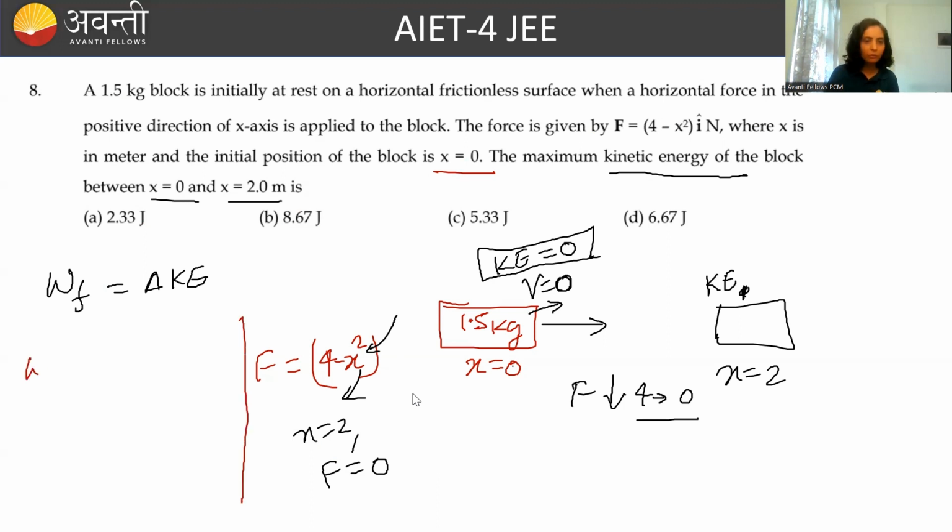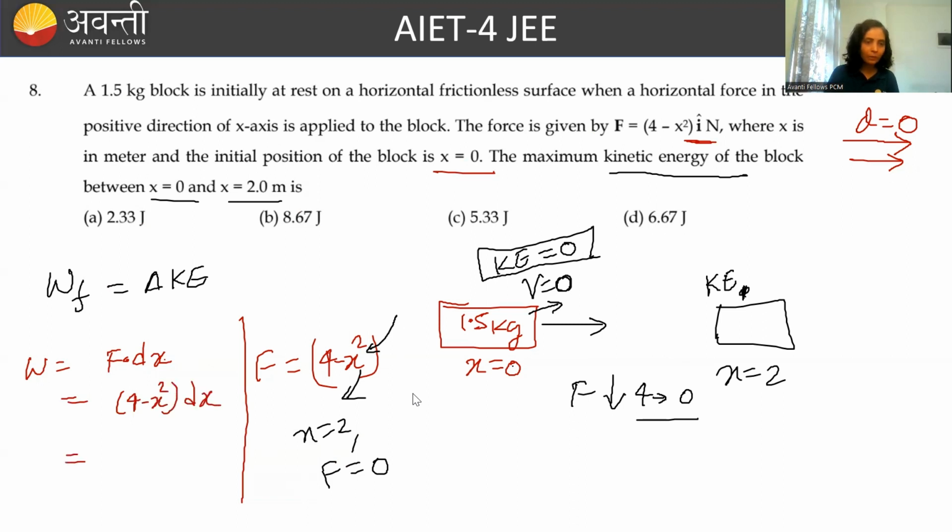So what is the work done? Work done we already know, F dot dx. Okay? And the force is also acting in the i cap direction, meaning the force is acting in this direction, and the displacement is also in this direction. So theta is 0, so cos 0 will become 1. Now the F value is how much? The integral of 4 minus x squared dx.